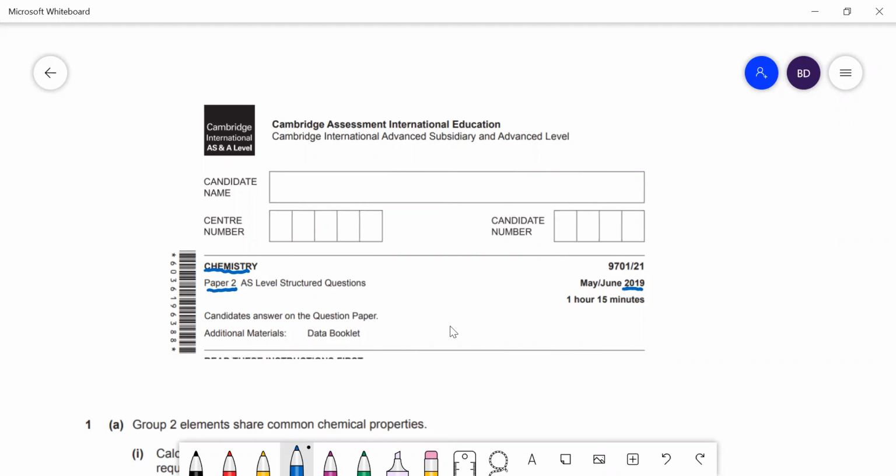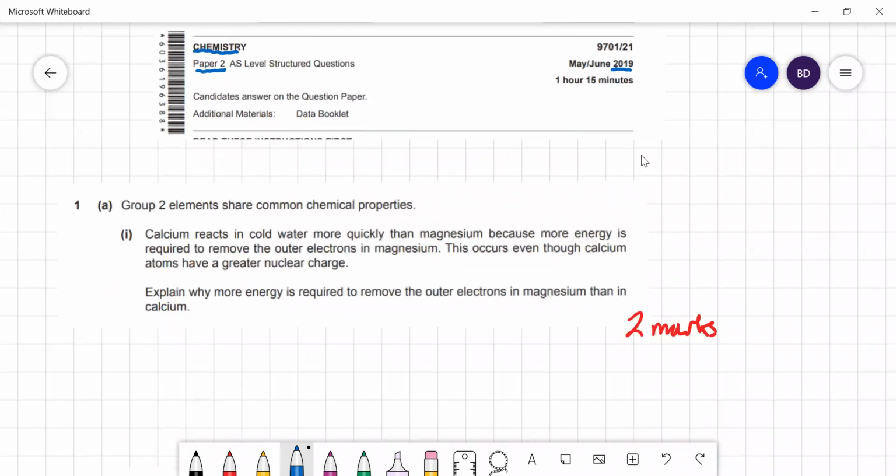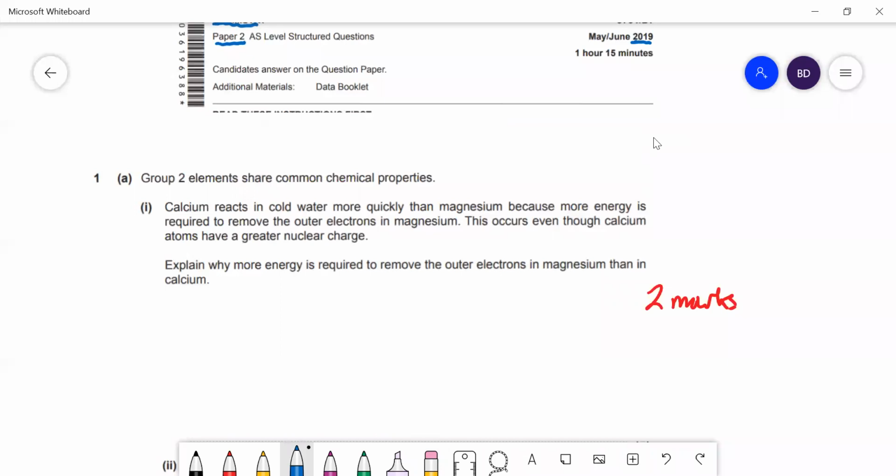Okay, so the first question is about group 2 elements. It says calcium reacts more quickly than magnesium in cold water because more energy is required to remove the outer electrons in magnesium. This occurs even though calcium's got a greater nuclear charge. Explain why more energy is needed for magnesium than for calcium. I would state here that the electrons in magnesium are being removed from the 3s orbital, whereas in calcium they're being removed from the 4s orbital.